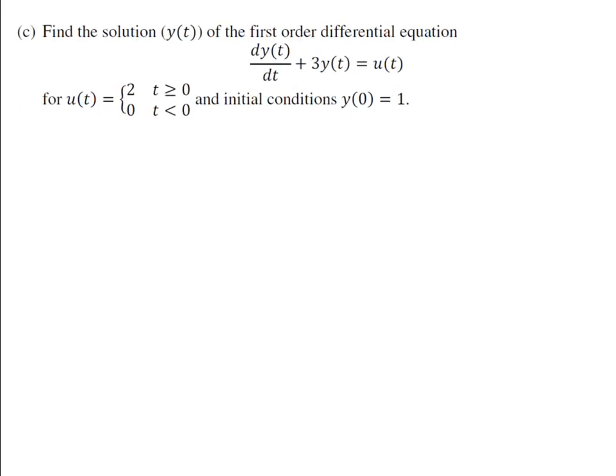In part C of question 1, we are looking for the solution of a given differential equation, which is dy(t)/dt plus 3y(t) equal to u(t), with the assumption that u(t) is a step function with amplitude of 2, and the given initial condition y(0) equal to 1.